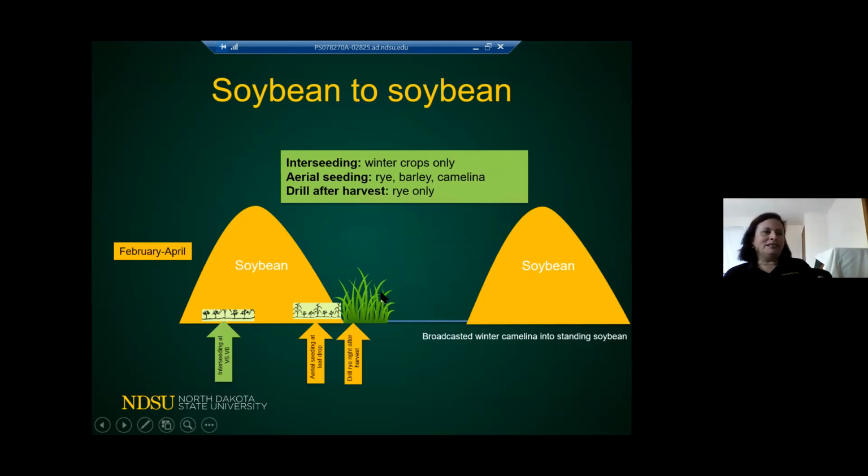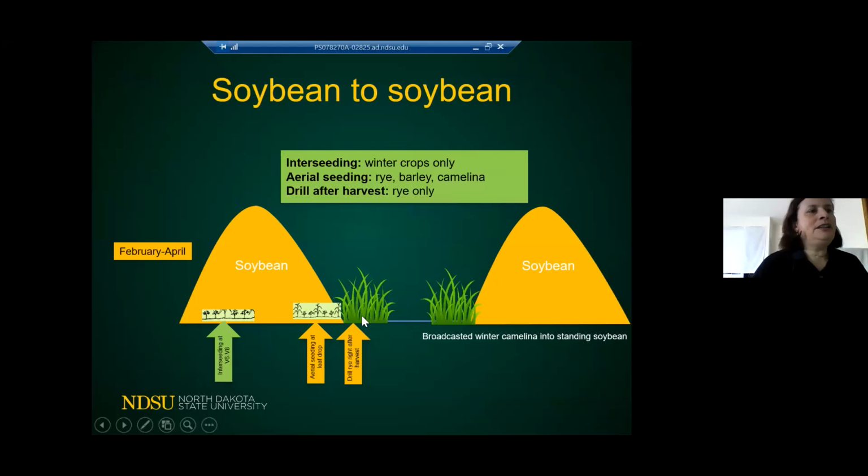So the same concept, if you are able to put something interseeded ahead, by the time you harvest the soybean, you're already going to have a crop there. And in soybean, if you use an early maturing variety, you might even be able to drill the rye right after the soybean. Okay, and if you do that, then you can have a crop. And so rye can be planted later, can be planted in September.